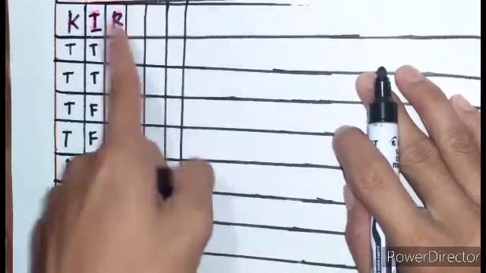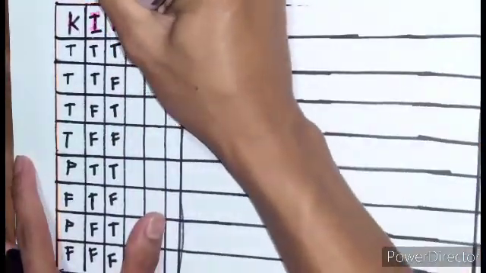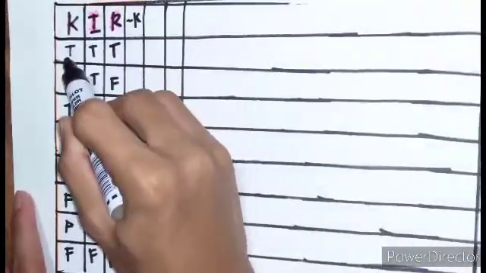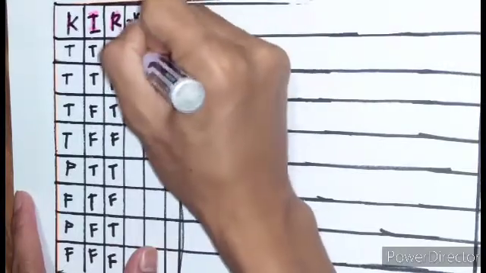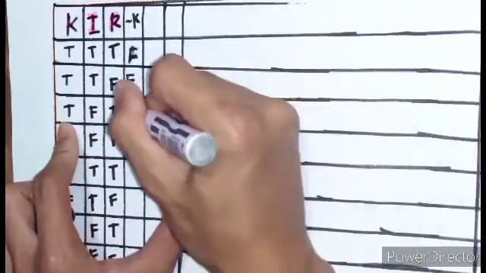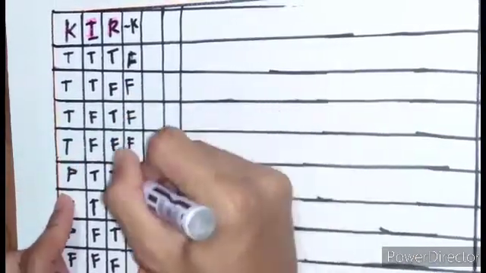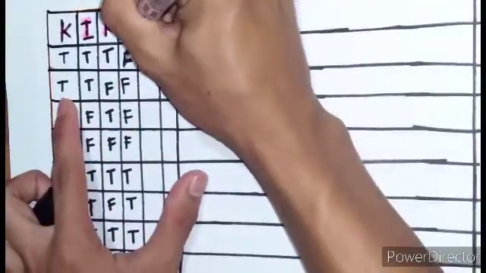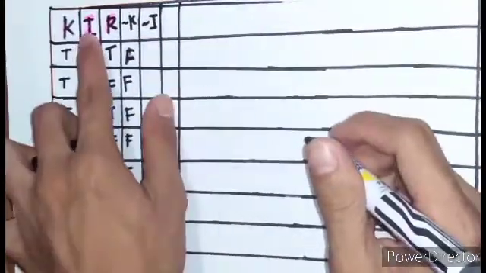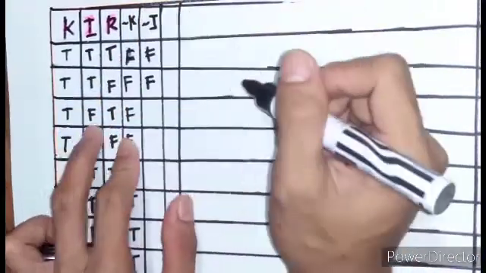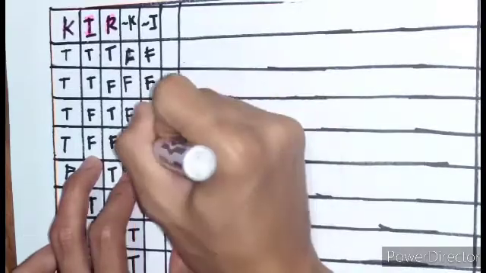So let's proceed to our fourth column, which is negation K. To get a negation K, it is the opposite of the K in the variable. So the value is true, so the opposite of true is false. False, true, and so on. The same applies to the other variable, which is negation I. True is false, true is false, false is true, the opposite of the given value.